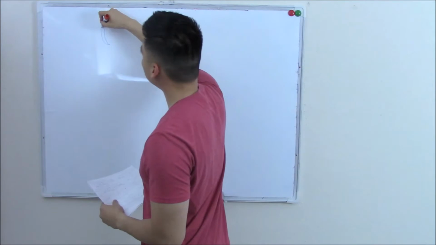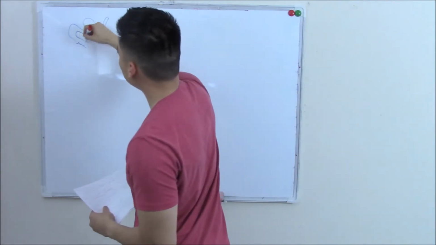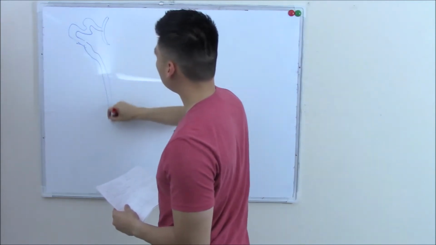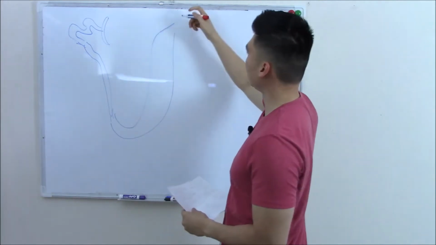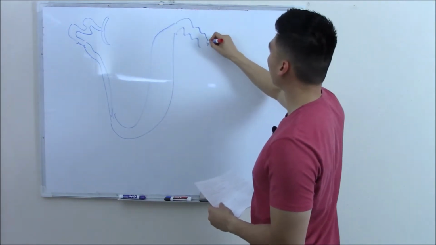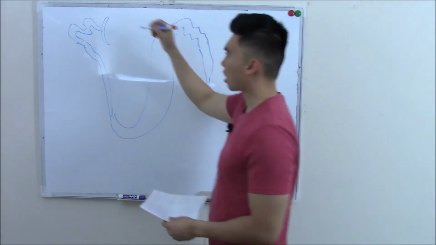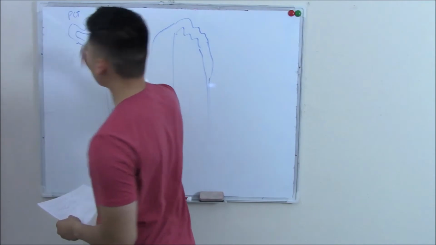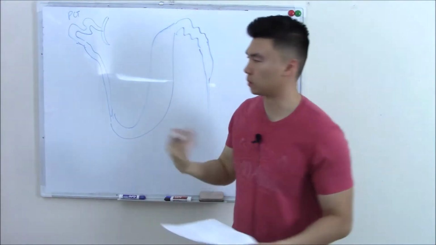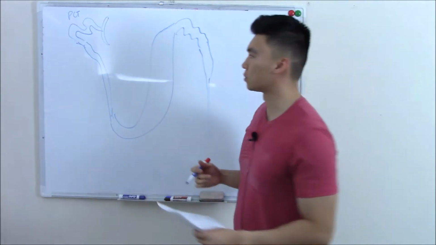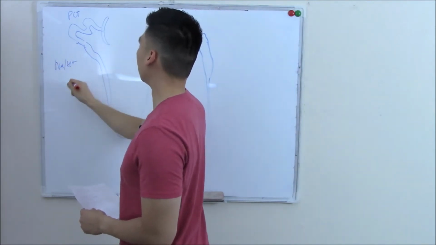You got your Bowman's capsule, your proximal convoluted tubule, you got your thin descending limb, your thick ascending limb, your distal convoluted tubule, and your collecting duct, right? Now what does your proximal convoluted tubule do? Wasn't that your workhorse? Didn't it do most of the things? So reabsorbed amino acids, reabsorbed glucose, reabsorbed most of the sodium. Do you remember how it reabsorbed sodium? It had that nice sodium hydrogen pump, right?